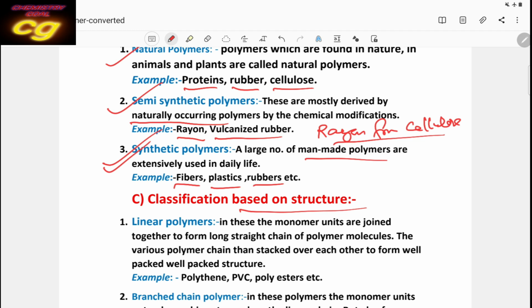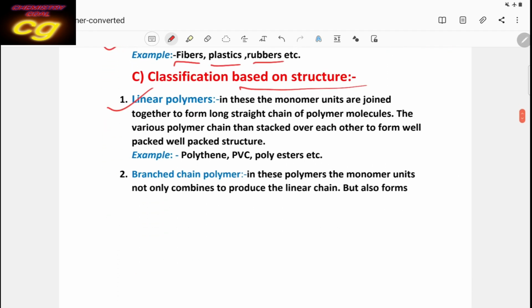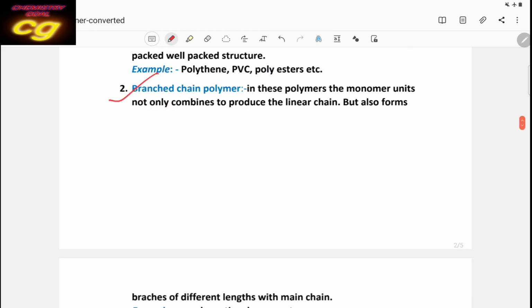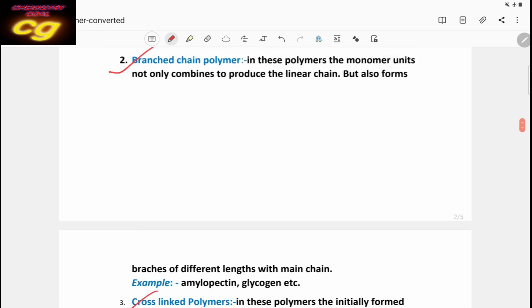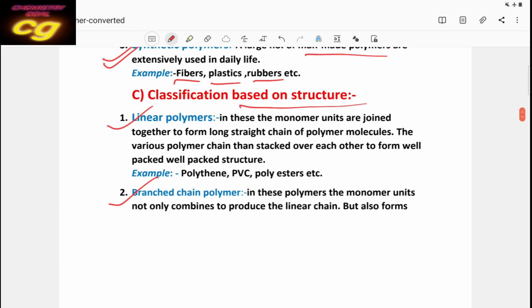So when the structure changes, when the arrangement of monomer units changes, then the property also changes. So on the basis of structure, one is linear polymer, then branch chain polymer, then third one is cross-linked polymer. Then only three types of polymer. So what are the linear polymers?